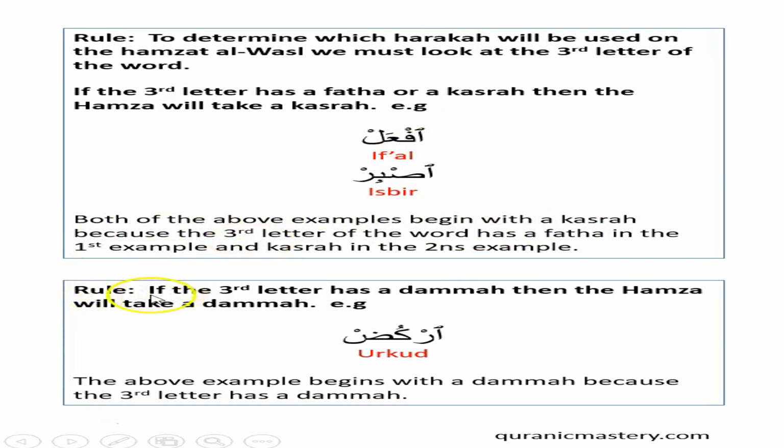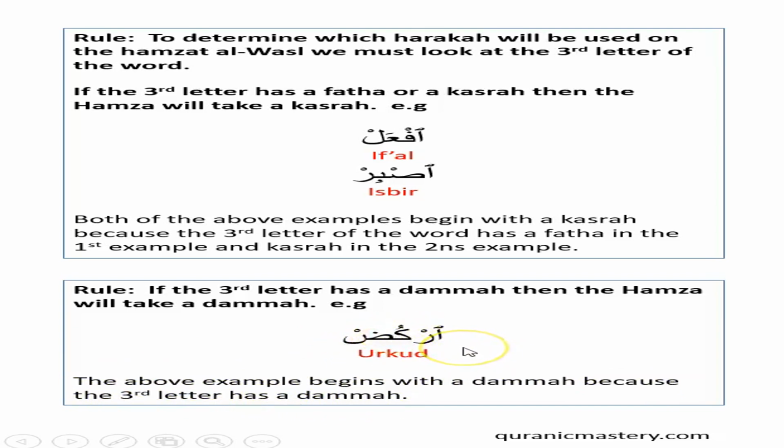Rule number 2. If the third letter has a dhamma, then the Hamzat al Wasl will also take a dhamma. For example, here we can count 1, 2, 3. This kaf has a dhamma. So this word will be urqud. The above example begins with the dhamma because the third letter has a dhamma.